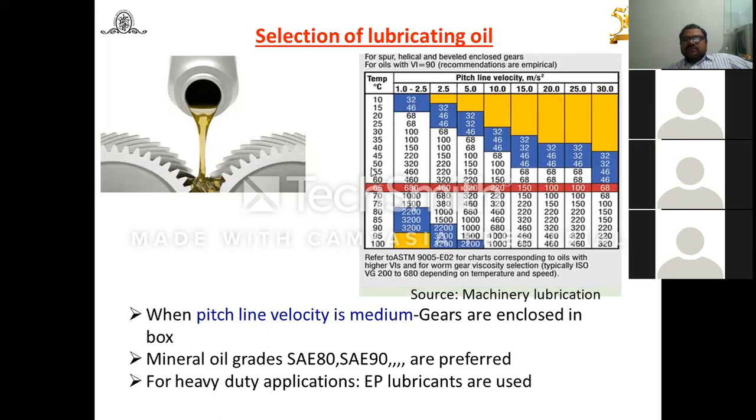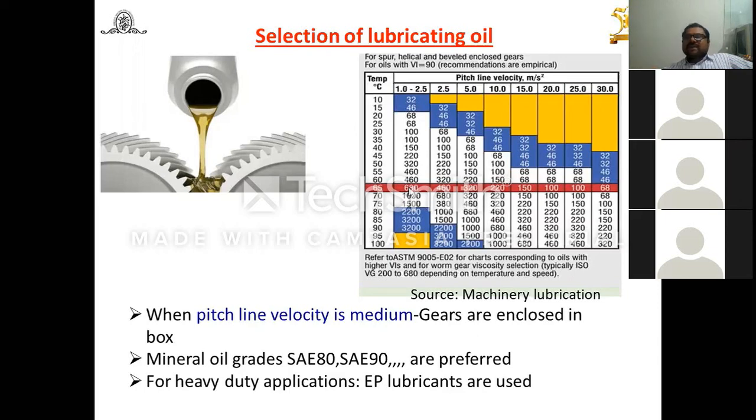Once, suppose, 55 is assumed, first of all, check how much the pitch line velocity is. Suppose it's 5 at 55. Then ISO VG 150 is what you are going to prefer. And if the pitch line velocity is 15 at 55, then ISO VG 68 oil. So you have to write that ISO VG 68 oil is recommended. Again, in data books, a chart is available to convert ISO VG 68 oil into the SAE oil grade. So you can convert into SAE or directly write down the ISO VG oil.